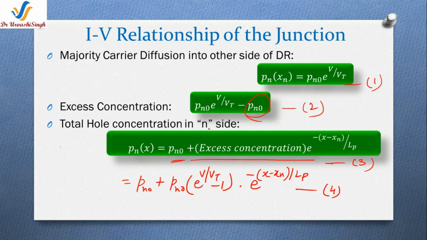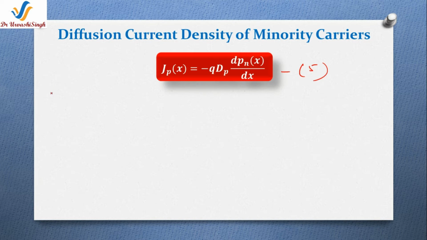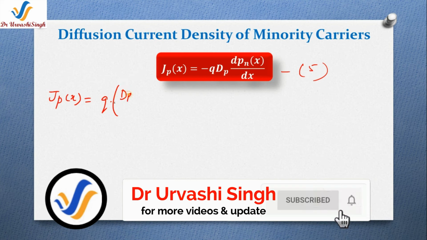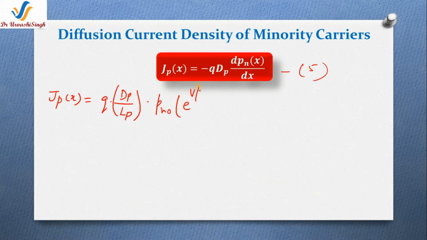After getting the whole concentration at the N side, we can find the whole diffusion current density by using this equation 4 and putting the value in equation 5. So Jp(x) will be q times Dp, the diffusion constant, over LP, the diffusion length, multiplied by Pn naught times exponential of V upon Vt, where Vt is the thermal voltage equivalent and V is the applied forward bias voltage, times exponential of minus (x minus xn) upon LP. So this will be equation 6.